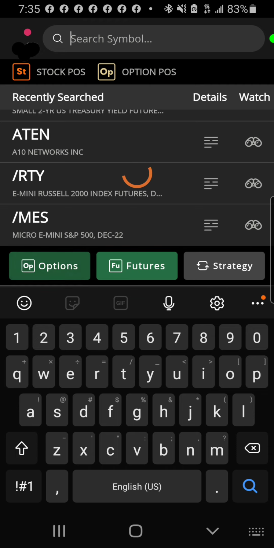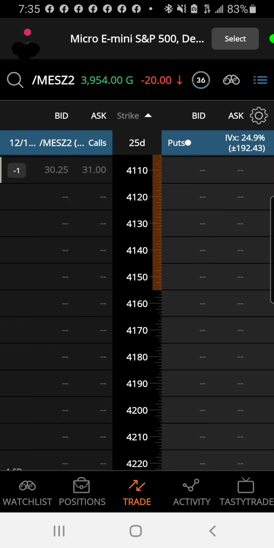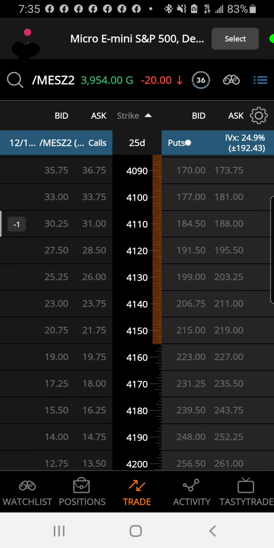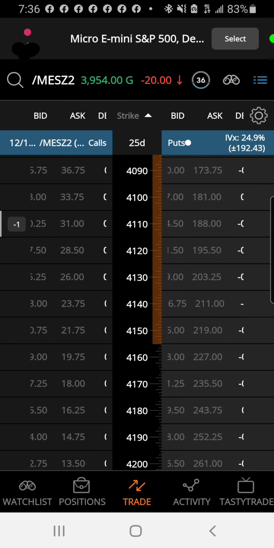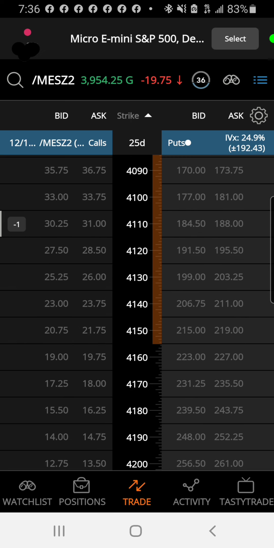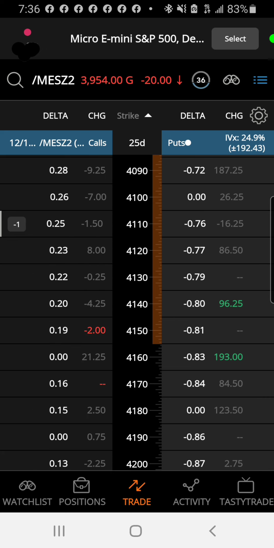So let's go to MES. We go to options, and I'm going to go to the position that I have. You can see it says 0.25, right? It doesn't show the third decimal place. Maybe I'll contact Tastyworks and see if they could add something to the platform, or at least on the desktop. It might show, I don't know. But right now it says 0.25 for the delta.